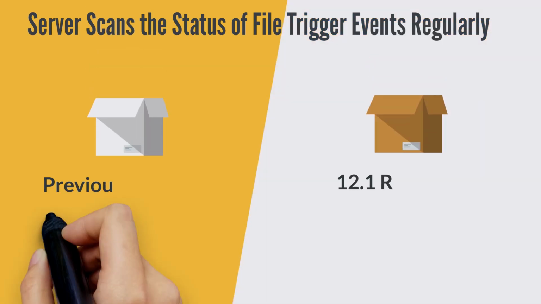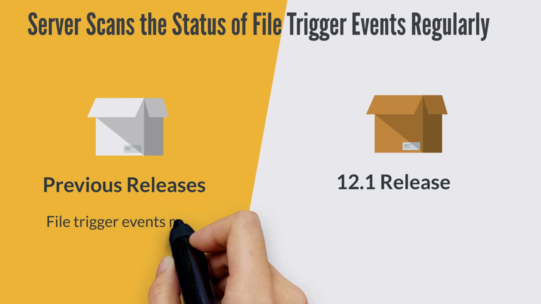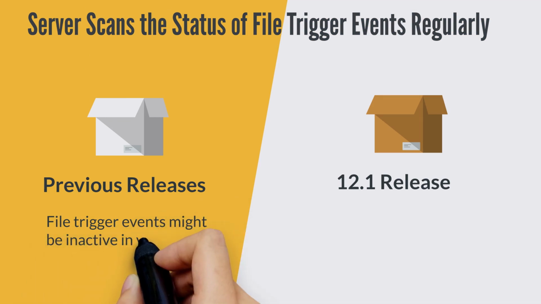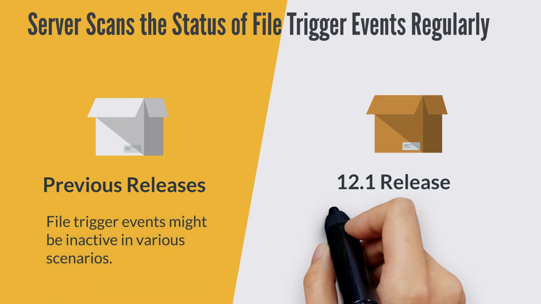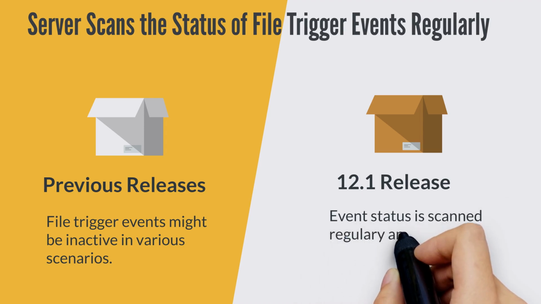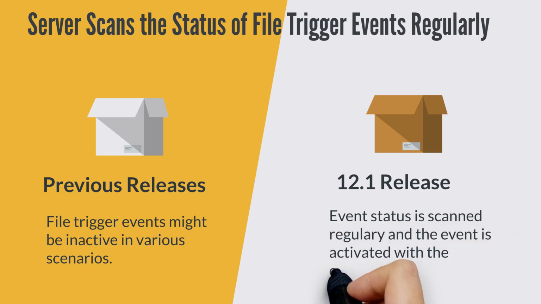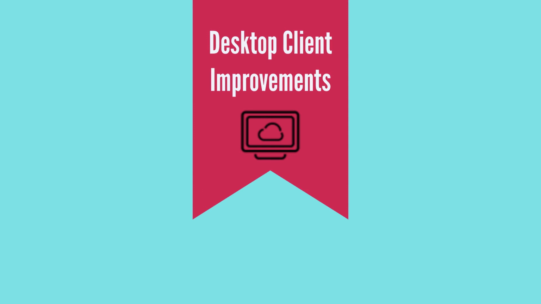In previous releases, file trigger events might be inactive in scenarios such as invalid file and invalid agent. In our new release, the server scans the event status regularly and ensures that the event is activated with the correct status. Let's now focus on some improvements made to the desktop client.